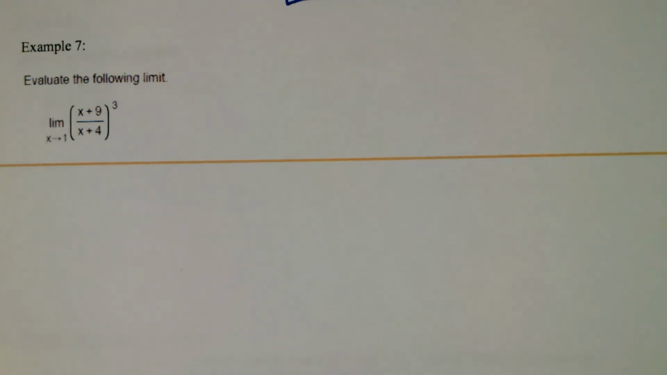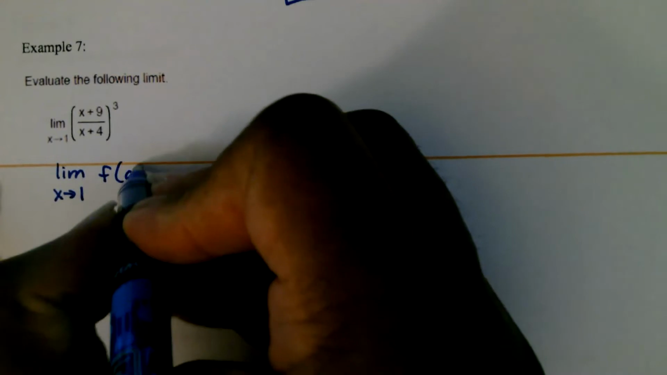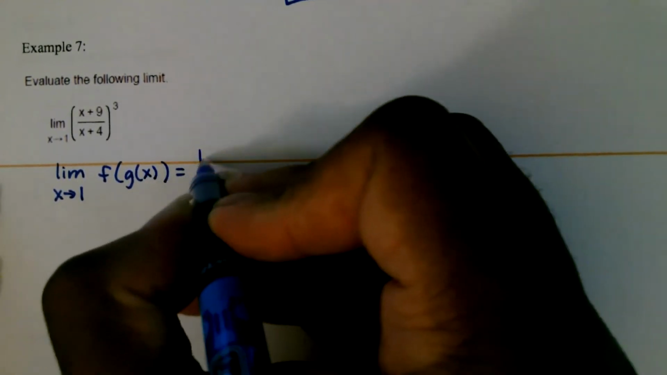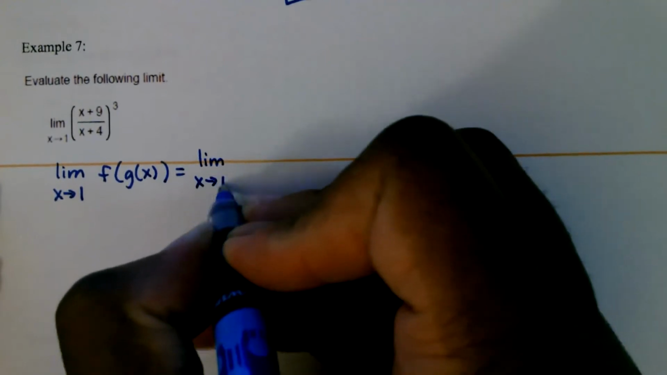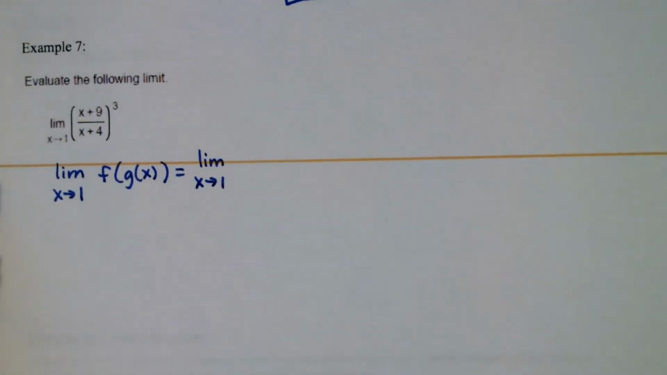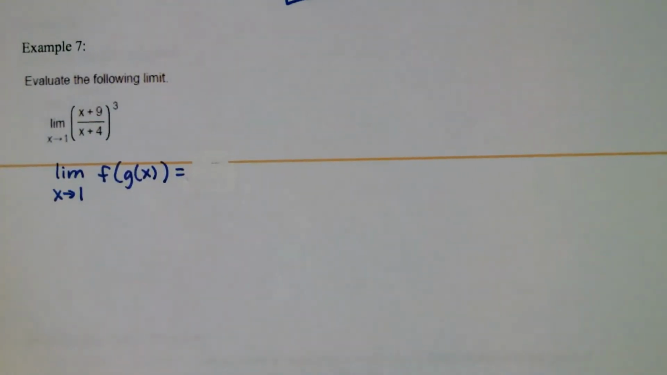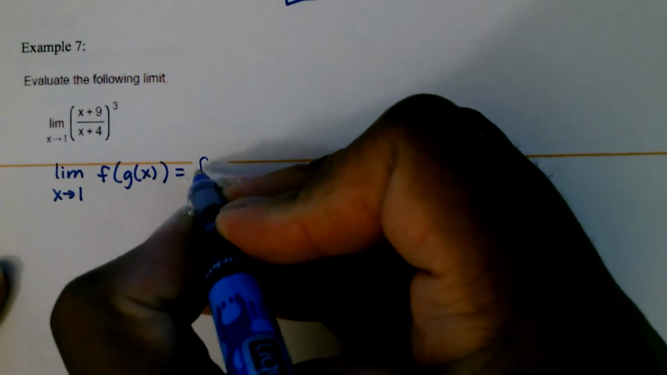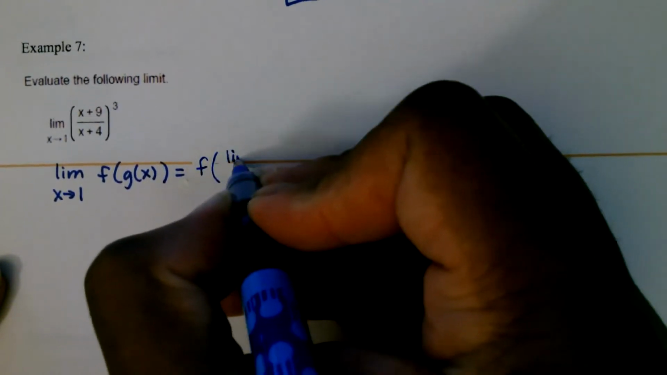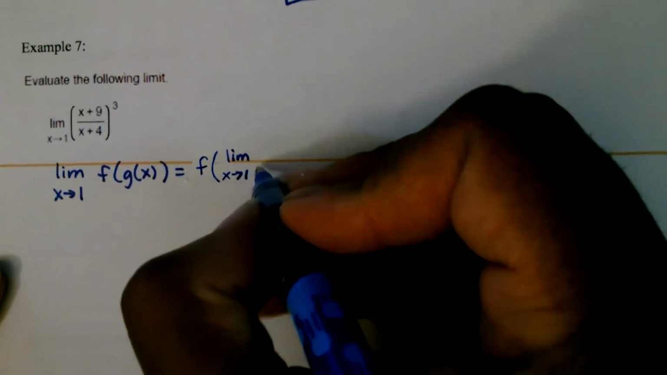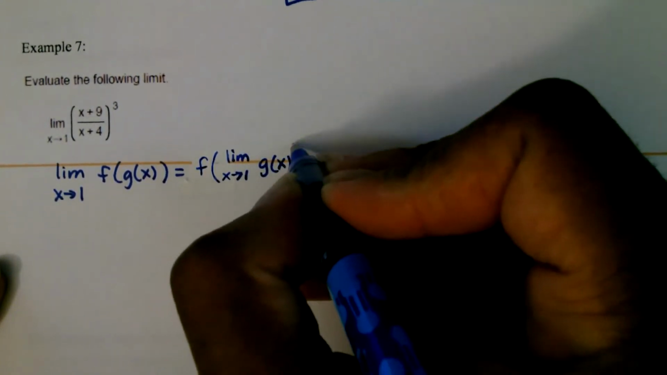Okay. And I'm using the fact that I can take the limit as x approaches 1 of f of g of x. That would be, take that back, that should be f of the limit as x approaches 1 of the inside function g of x.